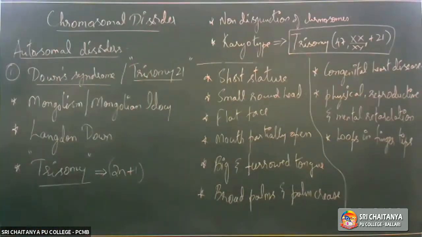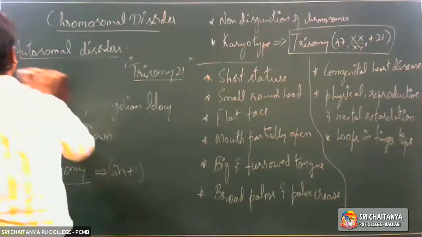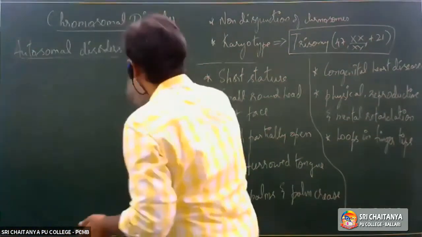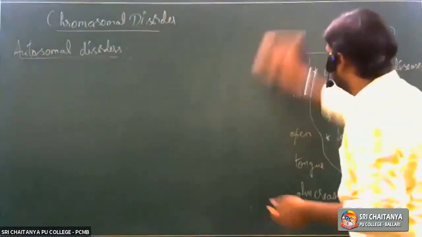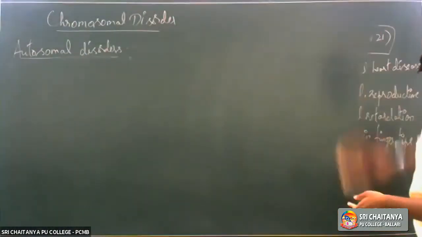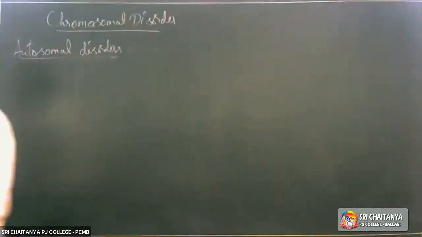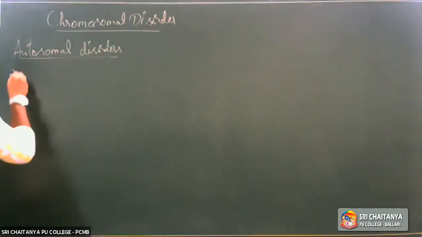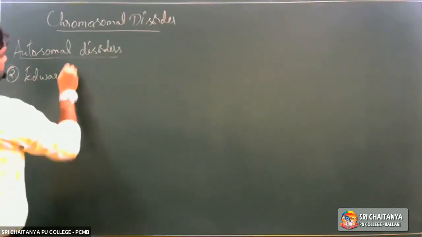So now let us take up the second type of disorder, right? The second type of disorder under this category would be termed as Edwards syndrome, right? It was first identified by a scientist by the name Edwards, so therefore he had given his name. It is termed as Edwards syndrome. So the second disorder in the list that we have is Edwards syndrome.